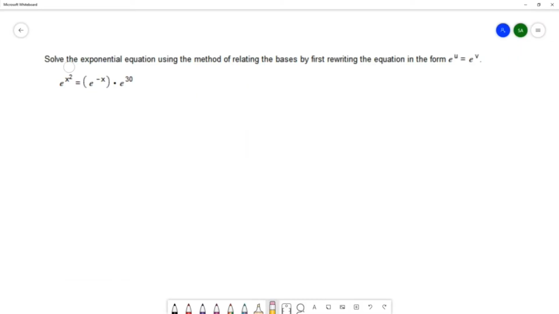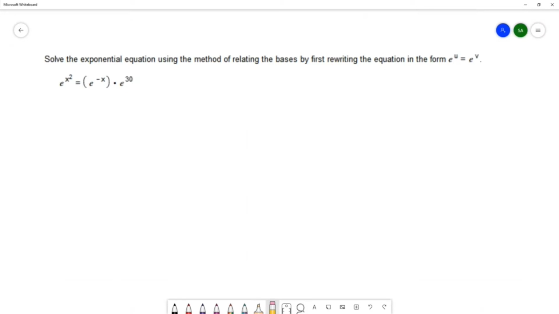For this question, we want to solve the exponential equation using the method of relating the bases by first rewriting the equation in the form e to the u equals e to the v. We have the equation e to the x squared equals e to the negative x times e to the 30th.